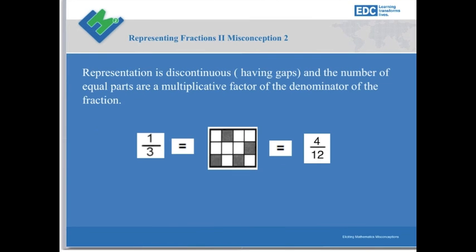Students also encountered representations that were discontinuous, having gaps between the shaded pieces. And also, the total number of equal pieces was a multiplicative factor of the denominator of the fraction in its simplified form. Let's take a look at their thinking as they worked with this type of representation.